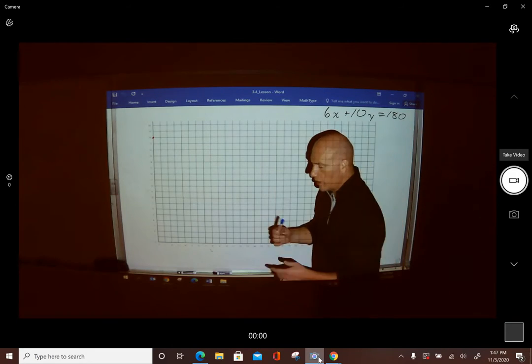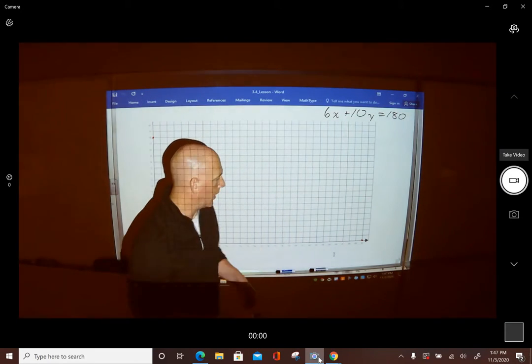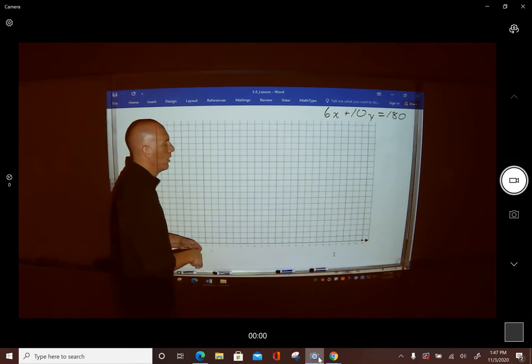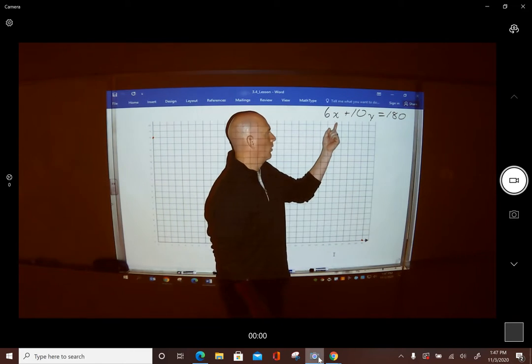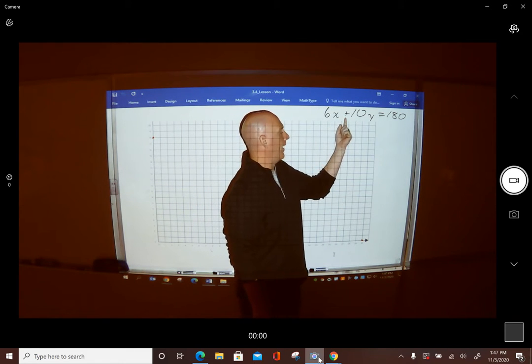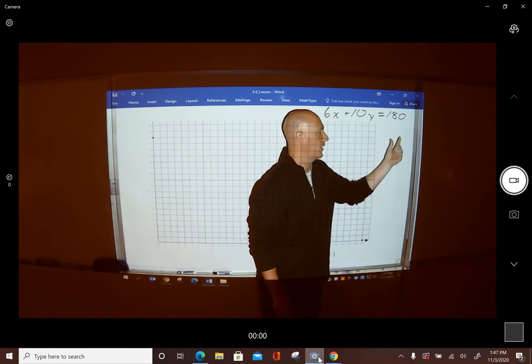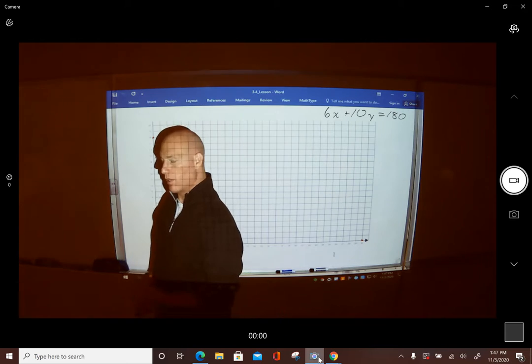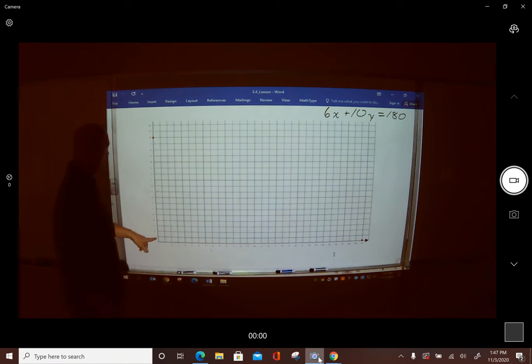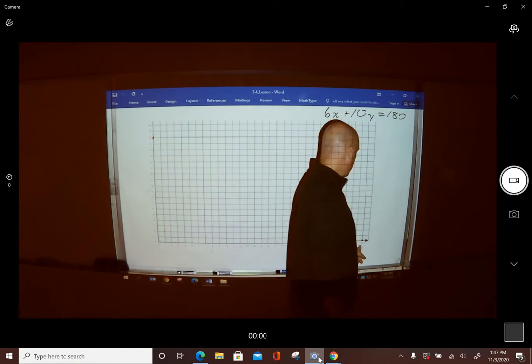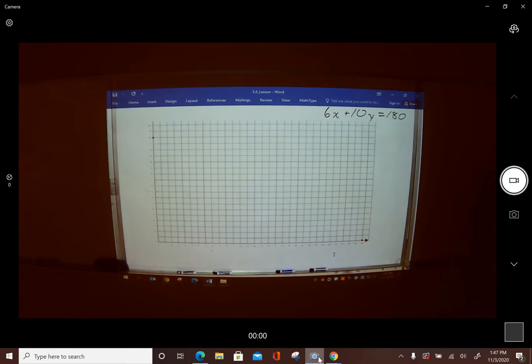All right, hey guys, so this is going to be the wrap up for that story problem example. We were talking about small and large tables. So there were 6 people per small table and 10 people per large table. And we needed the total number to be at 180. We found our x and y intercepts. Our y intercept was (0, 18), and our x intercept was (30, 0).